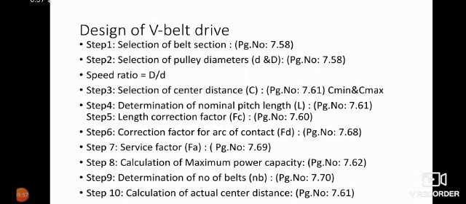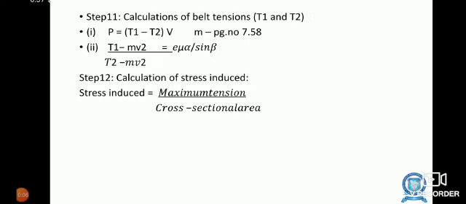Step 9, determine the number of belts, page number 7.70. Step 10, calculation of actual center distance, page number 7.61. Step 11, calculation of belt tension T1 and T2, power equals (T1 minus T2) times V, page number 7.58. Step 12, calculation of stress induced. Stress induced equals maximum tension divided by cross-sectional area. This is the systematic procedure for V-belt design.